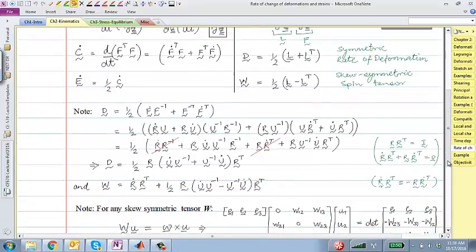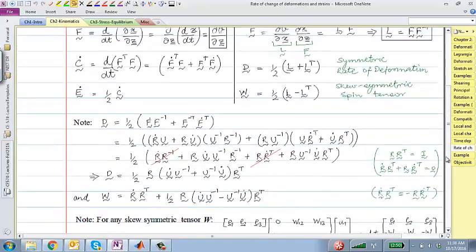A little bit of algebra here, but without going to that algebra, I'll make a couple of quick comments. Maybe some of you have looked at the physical interpretation of these D and W tensors. But if we just go by the definition of D, it is half of L plus L transpose. After plugging in the polar decomposition of F equal to RU, and again doing the product rule and so on, if you expand it after a bunch of algebra, you see that D can be written as half of R times some rate of stretch times R transpose.